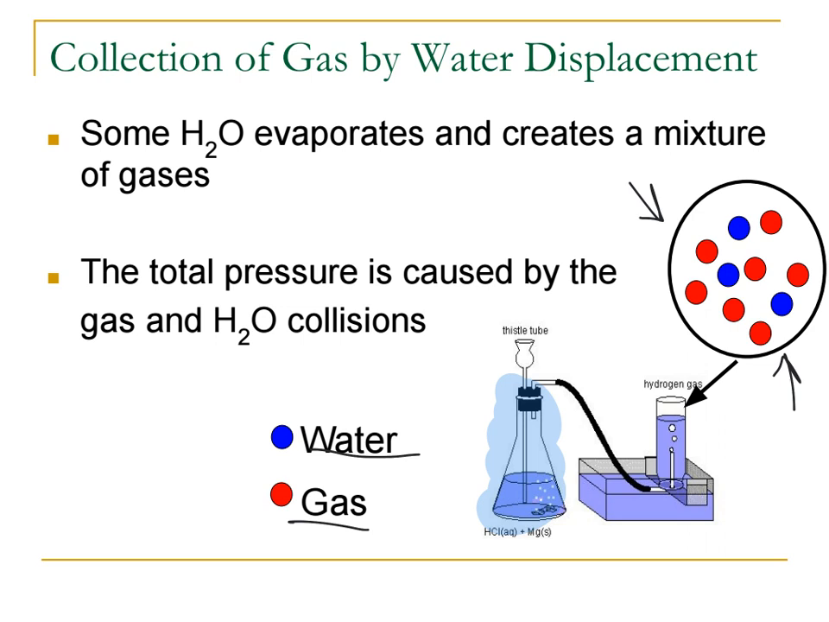Now, it's a little bit skewed. I don't think that this would be 7 gas particles to 3. It's probably not that high of a ratio. It's a lot less than that usually. There's a lot less water than the gas you generate, but it gives you the idea.